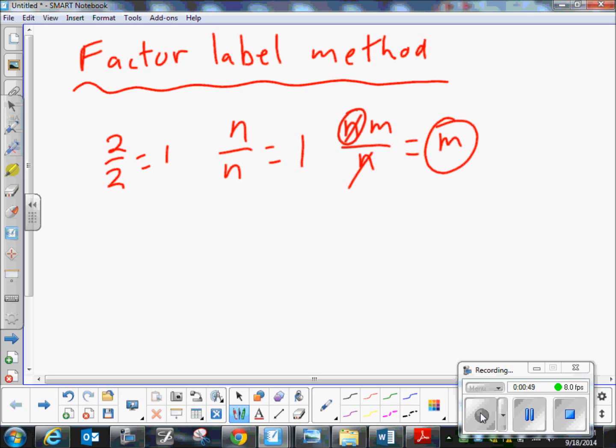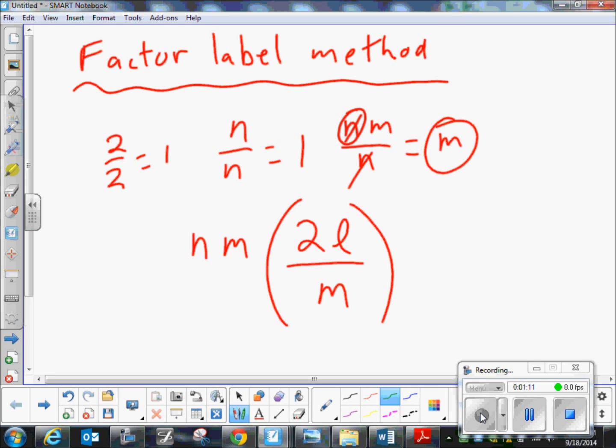What if we did something like this? We had nm, and then we have a factor over here, and we call these conversions. We also call these relationships. But if we had like 2L up here and an m down here, and this is stuff that I'm hoping you know from math, this cancels out because this is on the bottom of the divisor line, and so it cancels out what's on top. So then our answer would be 2Ln. Okay, so this is the kind of math that we're utilizing in the factor label method.